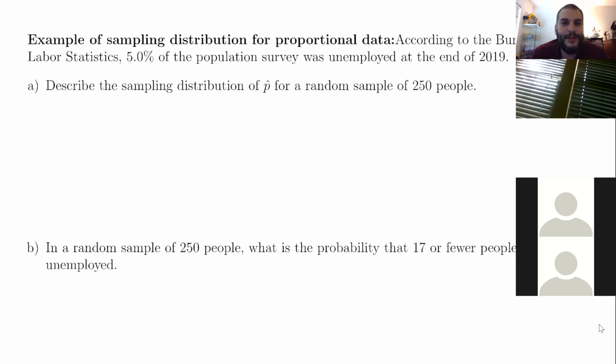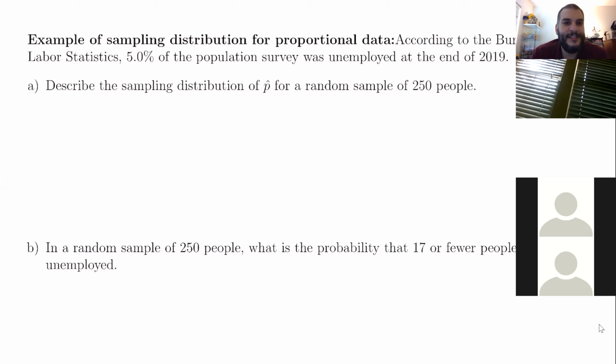That one statement is the only important thing they give us. They're telling us the population proportion of unemployment at the end of 2019 was 5%. So we're going to say p is equal to 0.05. Everybody go on, p is equal to 0.05. Okay, so let's move on to A.